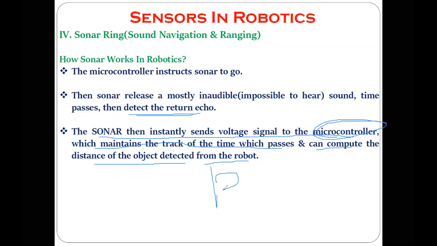That means if sound is released from here, okay, and this sound hits an object somewhere, then after hitting, the echo will be returned back. Understood? Then after this sound is released, how much time has passed until the echo comes back to the robot. So from that passing of time, the distance of the object can be measured, yes or no? Yes, sir. So in this way, in the case of robots, the sonar device gets utilized.